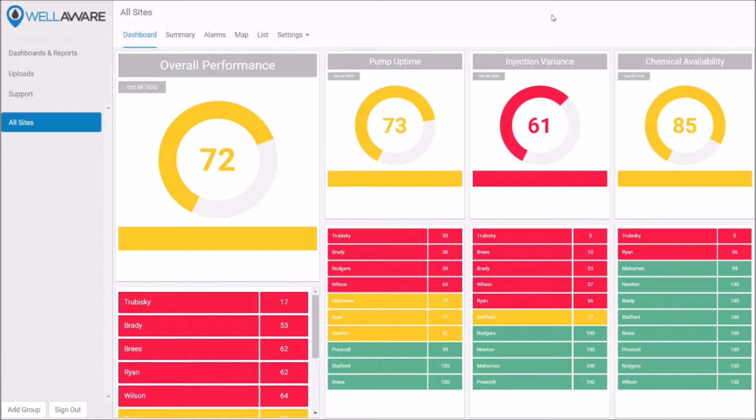What these indexes do is take into account the most important aspects of chemical injection performance and measure them compared to industry averages. These are proprietary indexes that make it very easy to see and prioritize chemical problems and respond to the biggest issues. So let's look at an example. In this dashboard, the first place I go to is the worst performing site on the overall performance. Let's click into the Trubisky site to see what's going on.